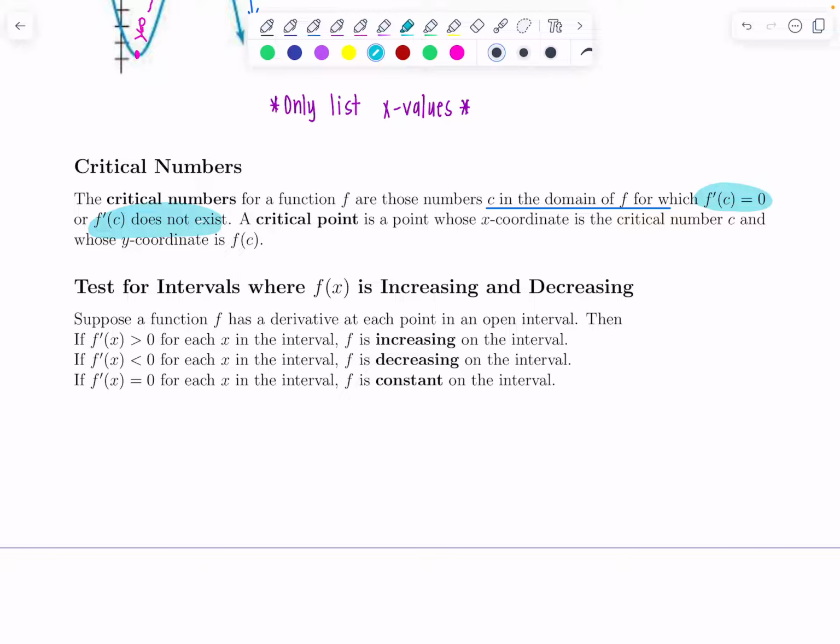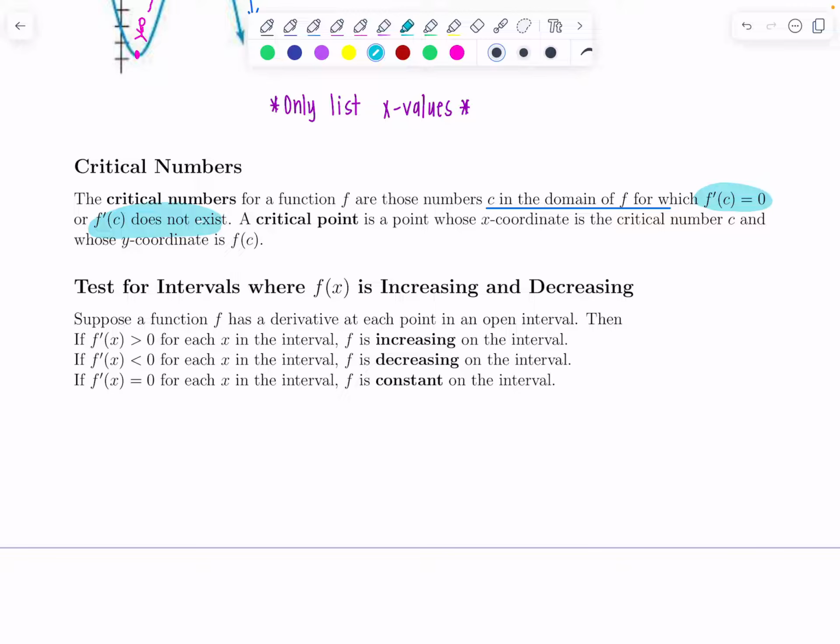A critical point is a point whose x-coordinate is the critical number c and whose y-coordinate is f of c. So you'll hear the word critical number, that means just the x value, c, and then the critical point is an actual ordered pair, it's a point, x comma y.